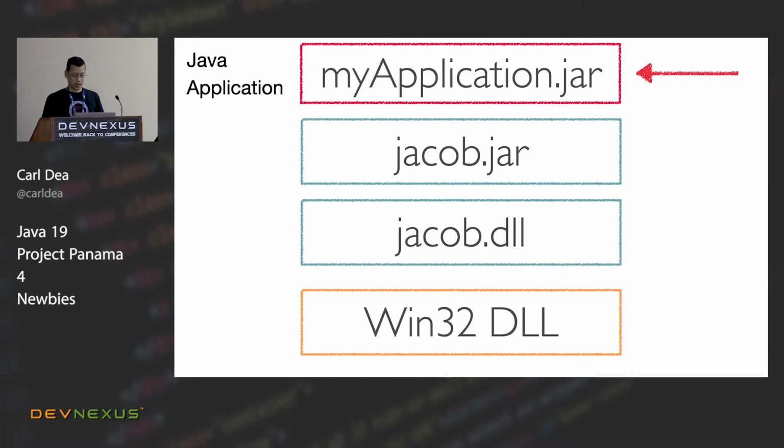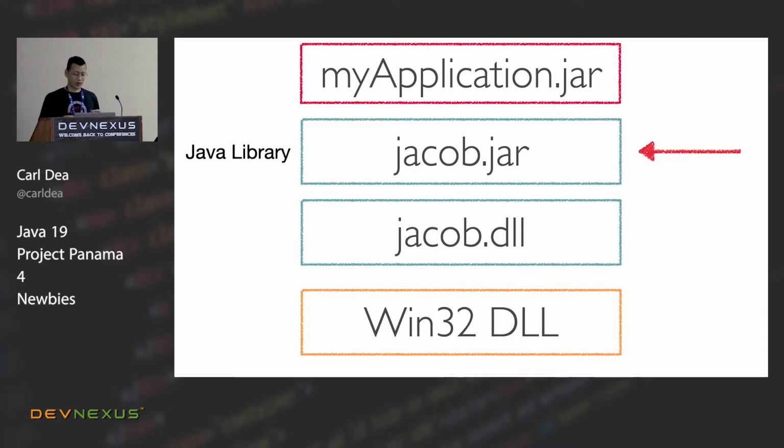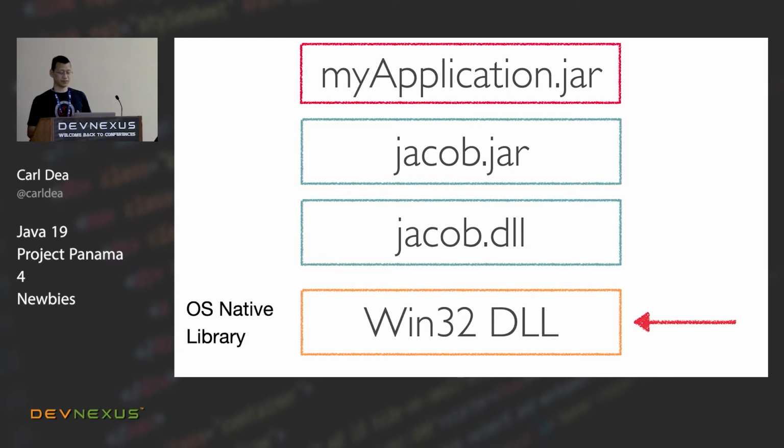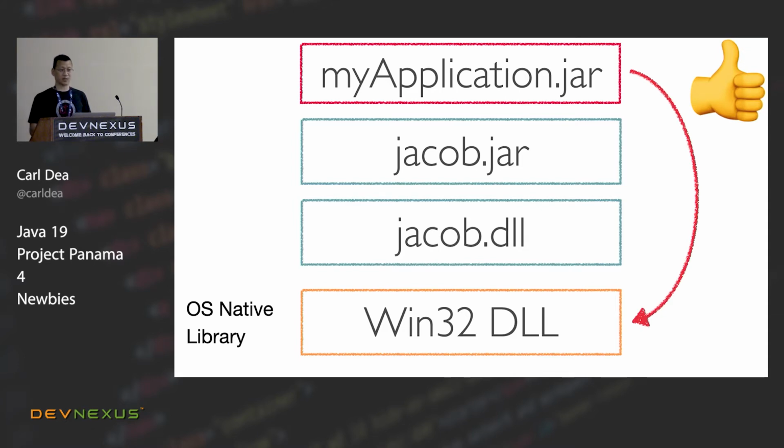So just an understanding of what the architecture looks like when you use JNI, showing you the pain points. You write your application, and then it talks to a library from Jacob, which in turn talks to this JNI wrapper code, which has to talk to the native operating system. But wouldn't it be great if you could just directly talk to the operating system library, versus talking to all these layers of indirection?